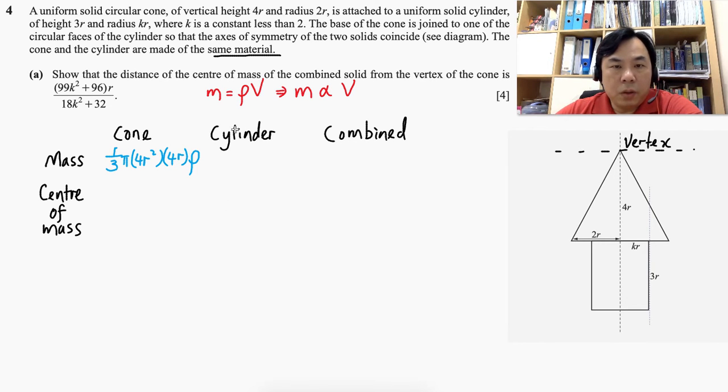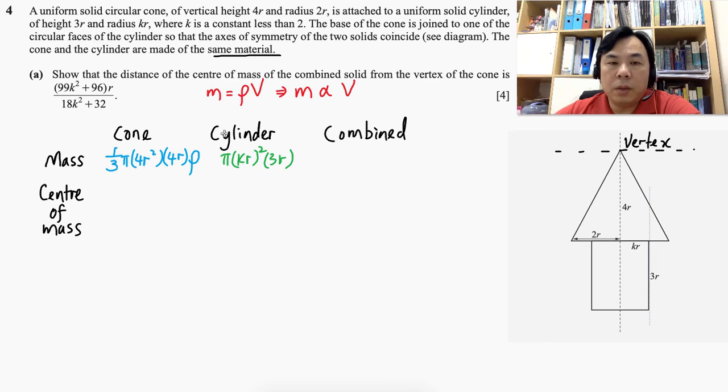Now next, for the cylinder. For the cylinder it is much easier. It's just pi r square h. So pi r square h, the radius of the cylinder, which is kr, so pi (kr) square, multiplied by the height of the cylinder, which is 3r in this case.